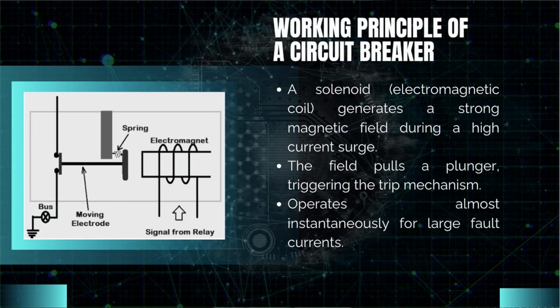Working principle: the trip unit of a circuit breaker detects abnormal current or fault conditions and activates the operating mechanism to open the circuit. The type of trip unit determines the method of fault detection. In the most commonly used circuit breakers, a solenoid or electromagnetic coil generates a strong magnetic field during a high current surge. The field pulls the plunger, triggering the trip mechanism. Thus, it operates almost instantaneously for large fault currents.